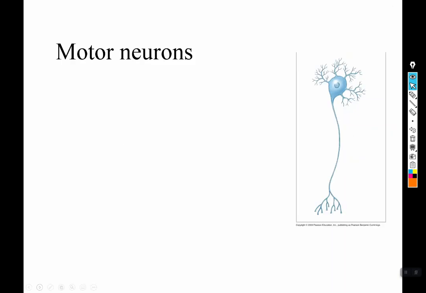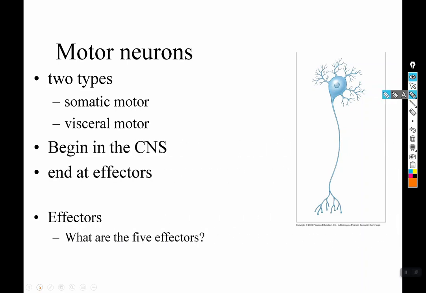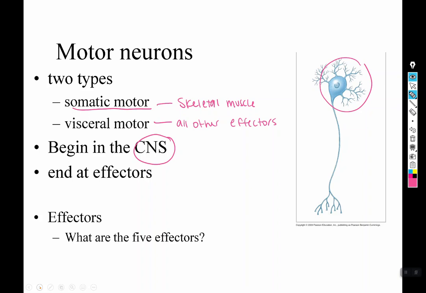Motor neurons also come in two flavors, somatic or visceral. And these are a little bit easier to understand because this is the motor division. So these begin in the CNS and end at effectors. So somatic motor. Ooh, when I hold my computer like that, I have terrible handwriting. Let's try that again. And visceral motor. All other effectors. So these begin in the CNS, so that means that their soma and their dendrites are in the CNS, and they end at effectors, so they extend out from the CNS and they end at the PNS, which are things like these.